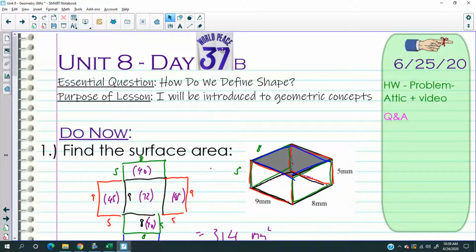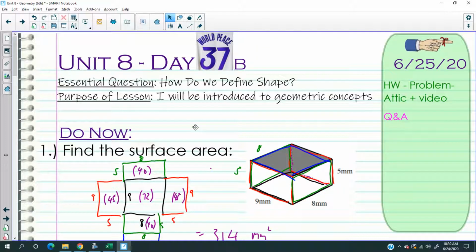Apparently he doesn't have any basketball jerseys where the number is 38 or 39, so we're going to be stuck at 37. Besides, I kind of like the name of the player here, World Peace. I thought it was kind of cool. So we'll just do 37B today and 37C tomorrow, and that's it. Okay, end of the school year.